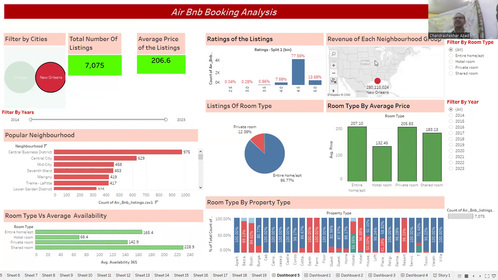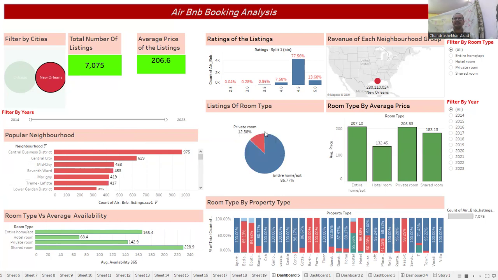Here the New Orleans city contributes about 280 millions. The most active neighborhoods are Central Business District, Central City, Mid City, 7th Ward, Marigny, and Tremé. These are the most active neighborhoods present in the city of New Orleans.